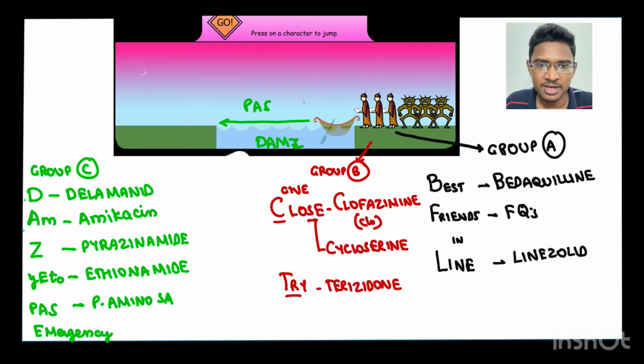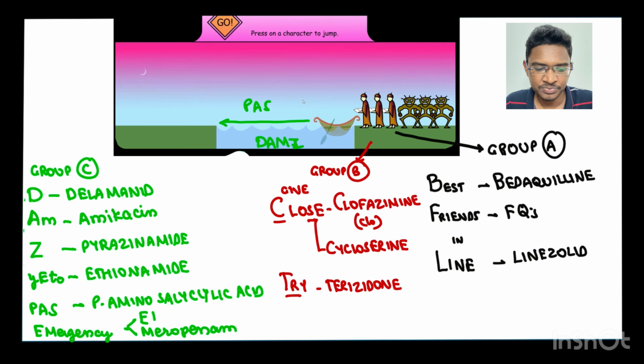killed by the demons. Okay, so here group A, best friends: B, bedaquiline, F, fluoroquinolone, L, linezolid. Close try: clofazimine, cycloserine, terizidone. Next, dams: D, delamanid, A, M, amikacin, Z, pyrazinamide. Yet to pass: ethionamide, pass, para-aminosalicylic acid, and emergency: E, ethambutol, MER, meropenem. Okay, just remember the same order. This is the replacement sequence. You will be understanding it further.